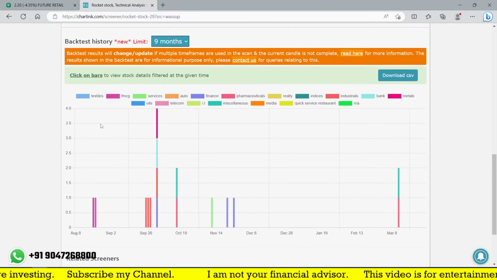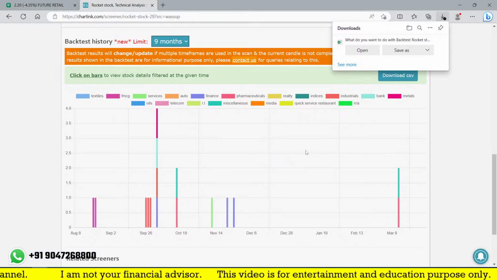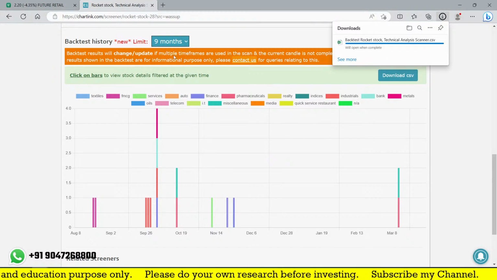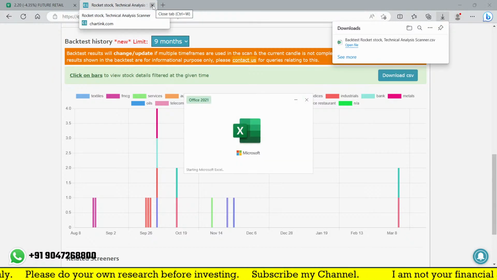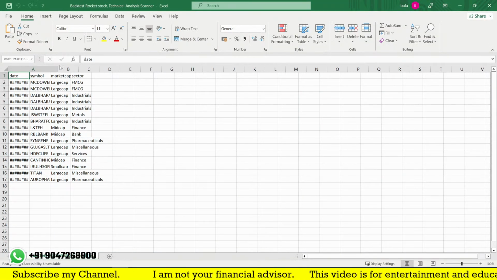It is going to give you the last 9 months, shown only in futures and options shares. Using the scanner, I'm just going to download the particular thing. This is the backtest result of the scanner. I'm going to save the scan or open the scan. I'm going to open the stock list in futures and options shares, and this is the backtest result which I'm going to take.